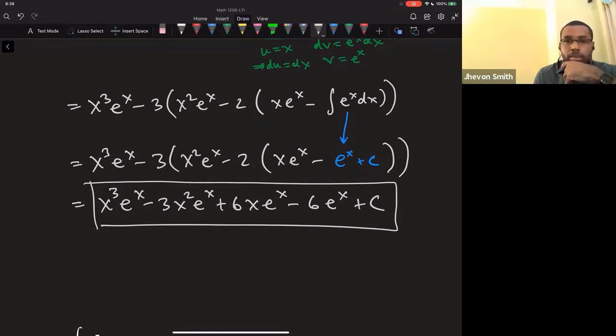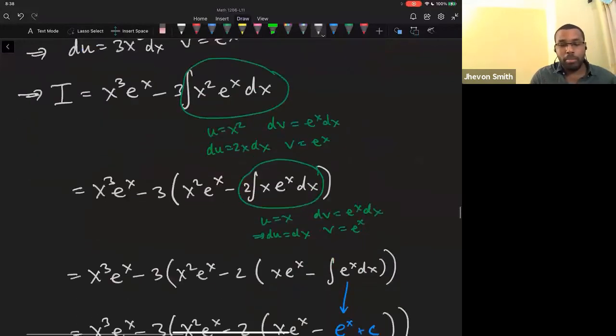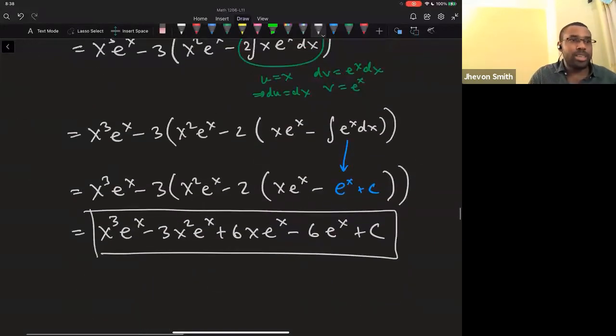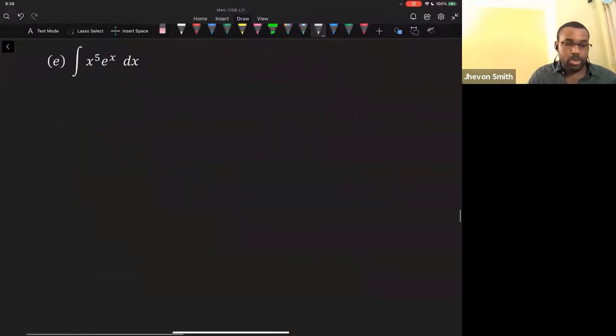And so you might think, well, that one, two integrations by parts, nested parentheses. Man, that's got to be the longest integration by parts problem that Jhevon would give us, right? So there's no way you'd go worse than that. But then this is going to be the following example. x to the 5th, e to the x.